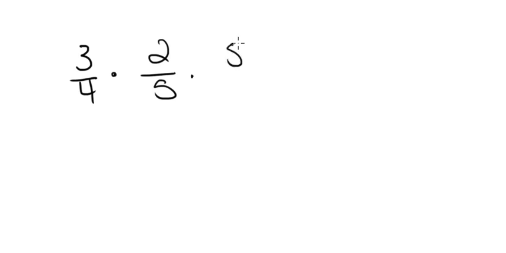If we're given a situation where we have more than two fractions to multiply, say 3/4 by 2/5 by 5/6, we can multiply this out because we have our multiplication signs here. 3 times 2 is 6, times 5 is 30. And 4 times 5 is 20, times 6 is 120. So we get this big fraction, 30 over 120.